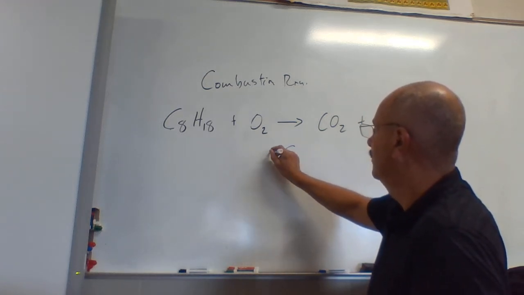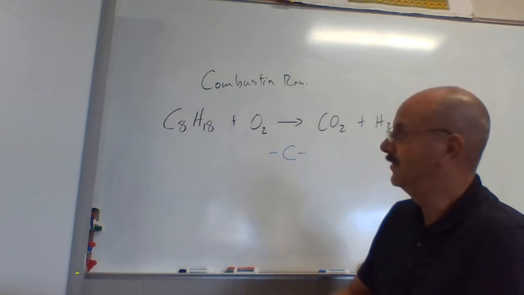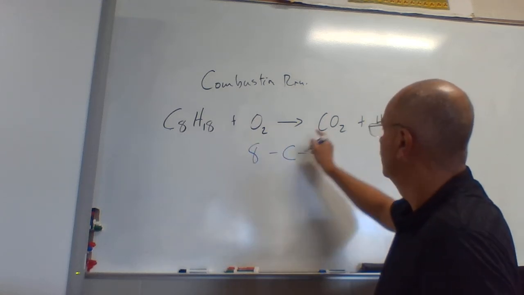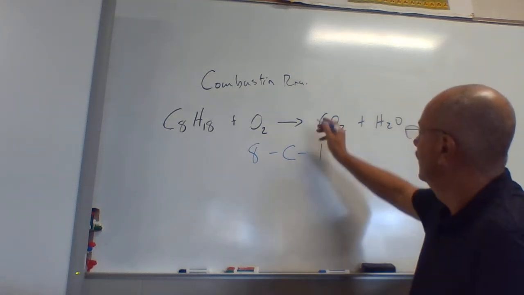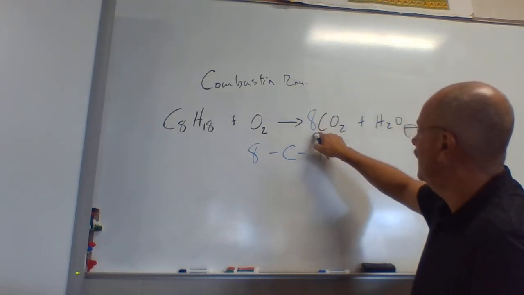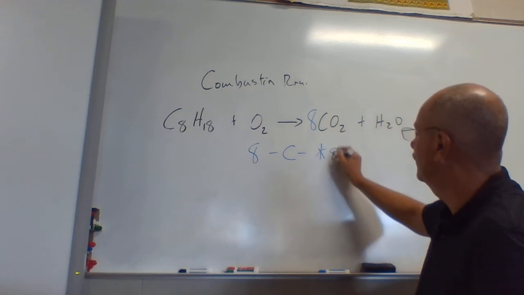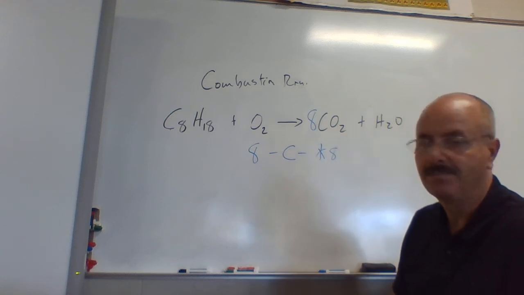One way is we have carbon on both sides. On this side we have 8. On this side I have 1. Well, that's not even, so what I need to do is put an 8 in front of this. Now it goes 8 times 1. This is now 8. So that makes that even.